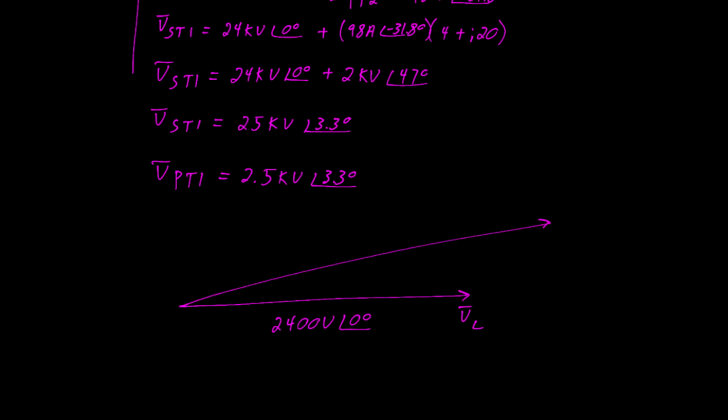Before we leave, let's put this into vector notation. On the horizontal, we have our load voltage, which was 2400 volts at a phase angle of 0 degrees. This is our source voltage, which is 2500 volts at a phase angle of 3.3 degrees. And the vector that connects the two is our line loss. And if we were to reflect that line loss across the transformer, we would call it 200 volts at a phase angle of 47 degrees.